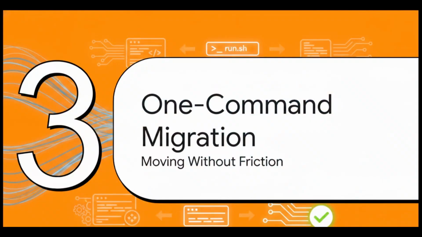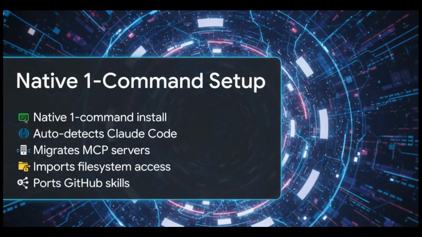Section 3. One-command migration setup, moving without friction. Let's talk about setup. If you've watched other tutorials, you've probably seen people getting totally bogged down in tedious setup steps. Downloading zip files, configuring Python virtual environments, dealing with clunky Linux workarounds. Well, Kimchi bypasses all of that friction natively. Just open your terminal, paste a simple curl command, and you're done.